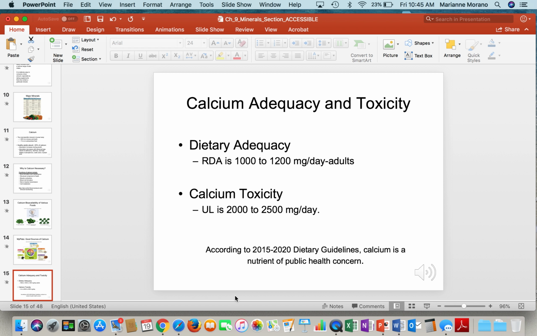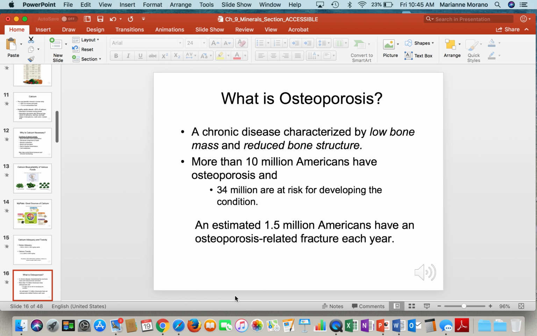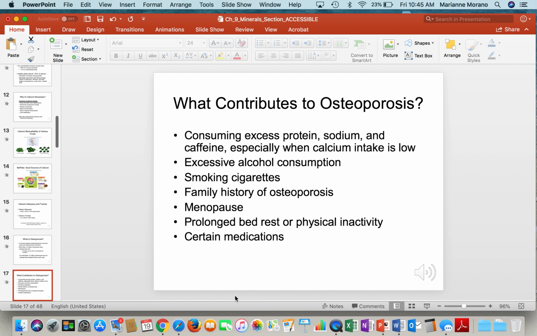We want about 1,000 to 1,200 milligrams a day for adults. 2,000 to 2,500 is the upper limit, and you can become toxic if you go beyond. The reason calcium is so important is we want to prevent osteoporosis, which is low bone density, and the bones become porous and become brittle. And it affects a lot of people. Millions of people a year end up getting fractures based on osteoporosis, and making sure that you have calcium and you're doing weight-bearing exercises can help you prevent osteoporosis.